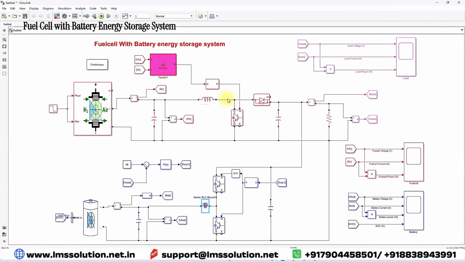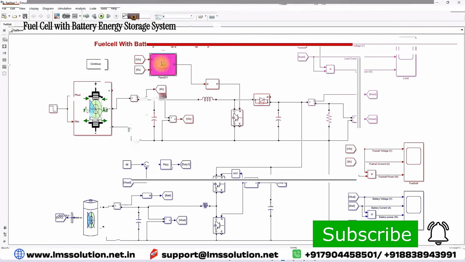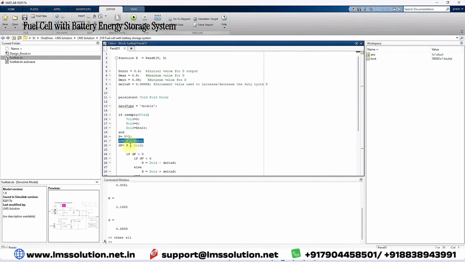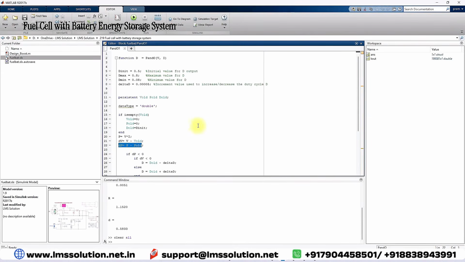And here you can see this boost converter, right? The boost converter is controlled by means of P&O MPPT. P&O MPPT receives two inputs, fuel cell voltage and current. Based upon fuel cell voltage and current, we calculate the change in voltage and change in power. Based upon that, you have to decide the duty cycle. If you want more information about P&O MPPT, kindly visit our YouTube channel. We already posted several videos about P&O. You will get a better idea from those videos.